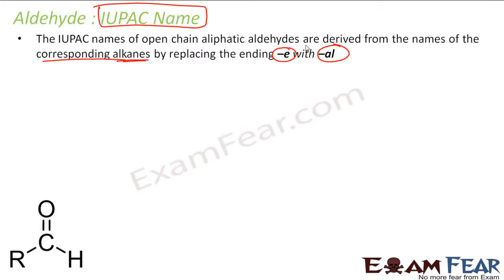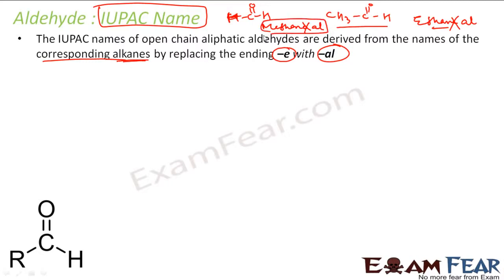See, for example, for this scenario you have this CH3COH, right? So this is derived from ethane, 2 carbon ethane. So remove this word E and make it Al. It becomes ethanal. So IUPAC name of this compound is ethanal. Correct? Similarly, for example, HCOH, this guy has come from methane, 1 carbon, right? So methane, you replace E with Al, it becomes methanal.